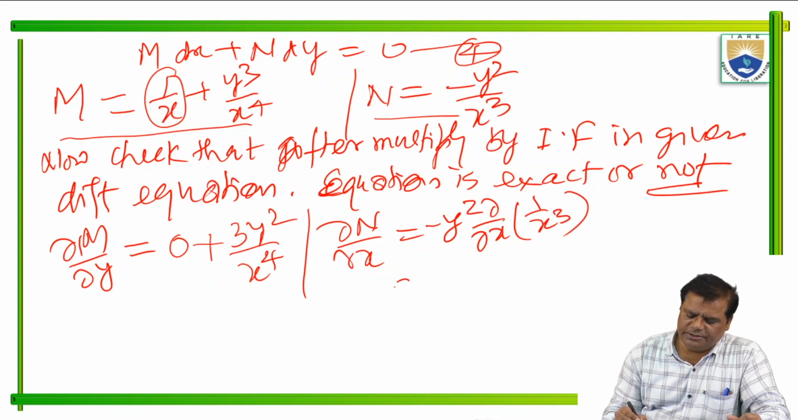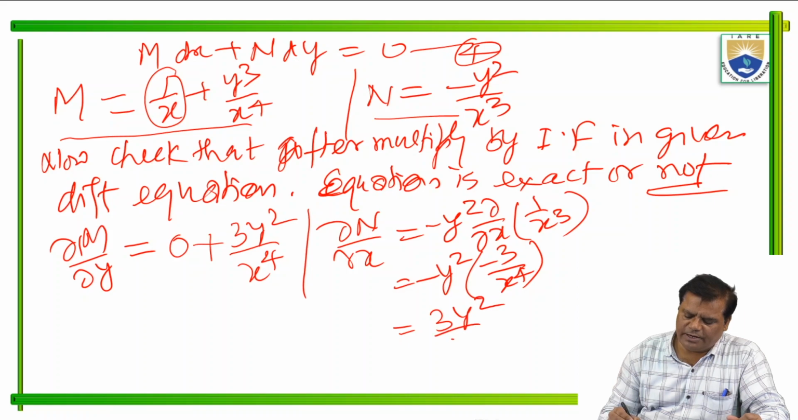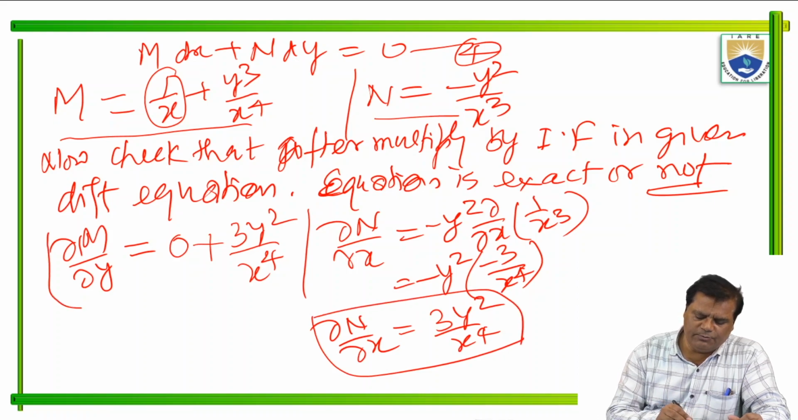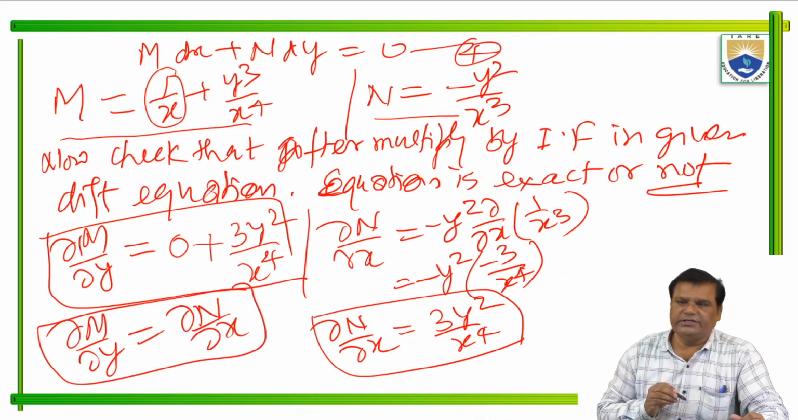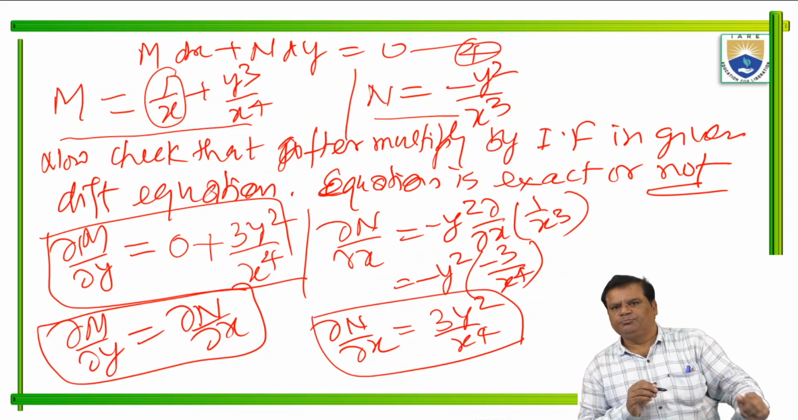So the differential of this is minus y square, and the differential of this is minus 3 upon x to the power 4. So there is 3y square upon x to the power 4 for del n over del x, and this result for del m over del y. Here del m over del y equals del n over del x, so the given differential equation is exact.